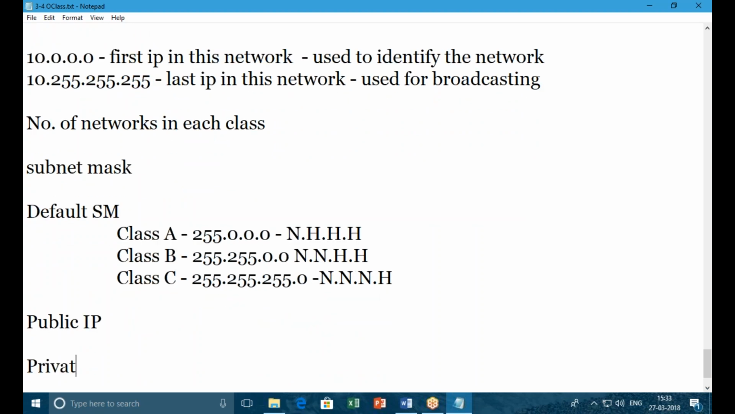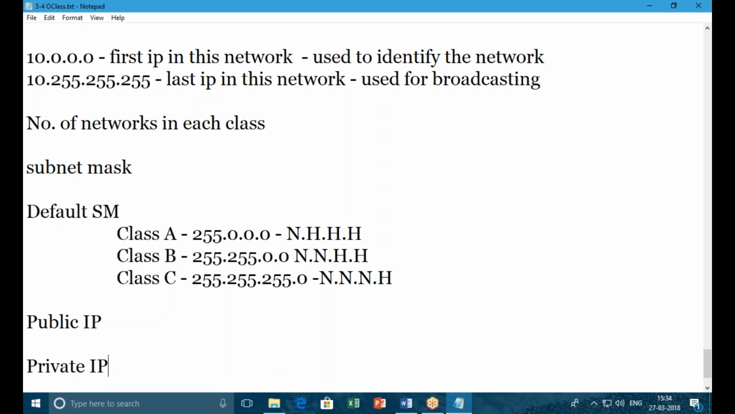Now, public IP and private IP. When this IP address concept was first introduced, they started assigning unique addresses for each and every device. When they were assigning like this, they came to know that if we go on assigning unique IP addresses for each and every device, we will soon come short of IP addresses. There will be no address to assign for new devices.